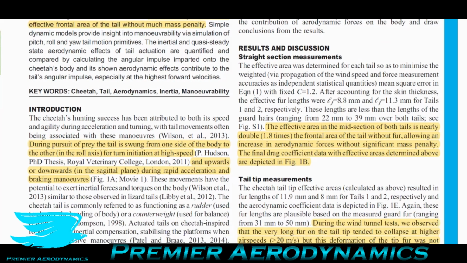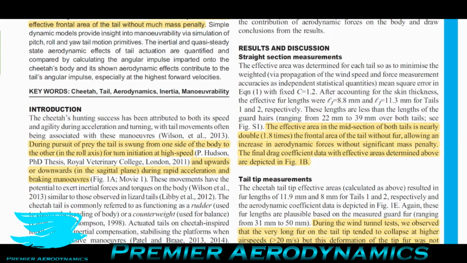With the results in discussion, they say that the effective area in the midsection of both tails, so they had two cheetah tails just for good measure, one from a male, one from a female, slightly similar ages, and one was a bit heavier than the other. But they found that with both of these tails, the effective area is almost double the frontal area of the tail without fur. So without fur, it was a certain frontal area. With fur, it was 1.8 times the amount, allowing an increase in aerodynamic forces without significant mass penalty.